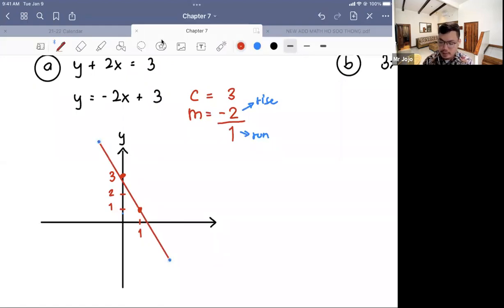And then there you go. That's your line. And don't forget to write the equation of the line. Y is equal to -2x plus 3. All right, so that's it. That's how you sketch this equation much faster.